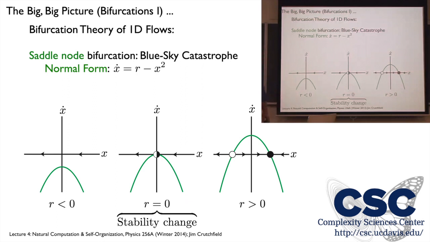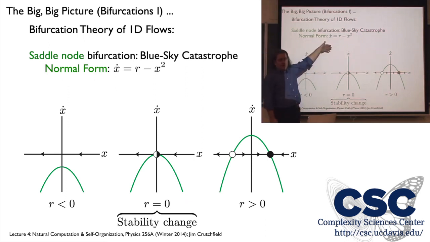Okay, so three classic simple examples. The first one is called the saddle node bifurcation, or more picturesquely, the blue sky catastrophe. Why that name is used, including why blue sky, will become clear. Now, in the theory of bifurcations, there are prototype differential equations that encapsulate these different kinds of bifurcation. In the terminology of the area, those are called normal forms.